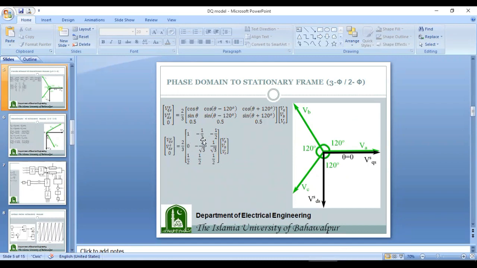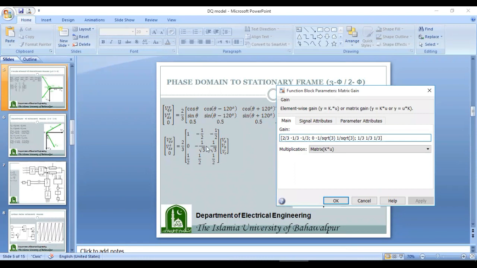So the values of this matrix can be calculated from here, and they have to be inserted in this block. So this entry is 2 by 3, this entry is minus 1 by 3. So you have to multiply 2 by 3 with each entry.